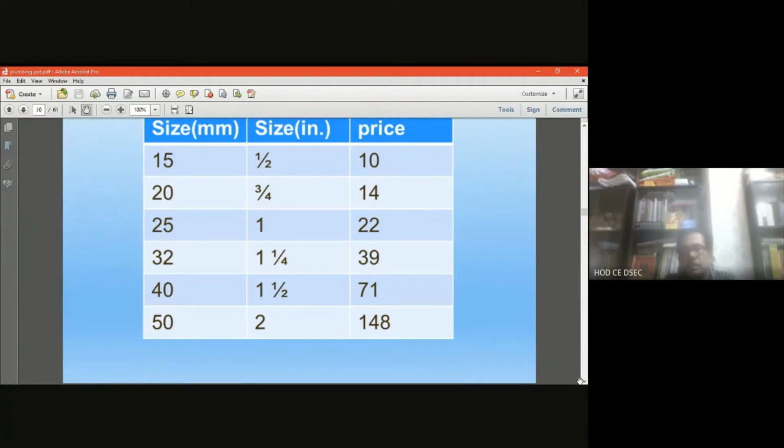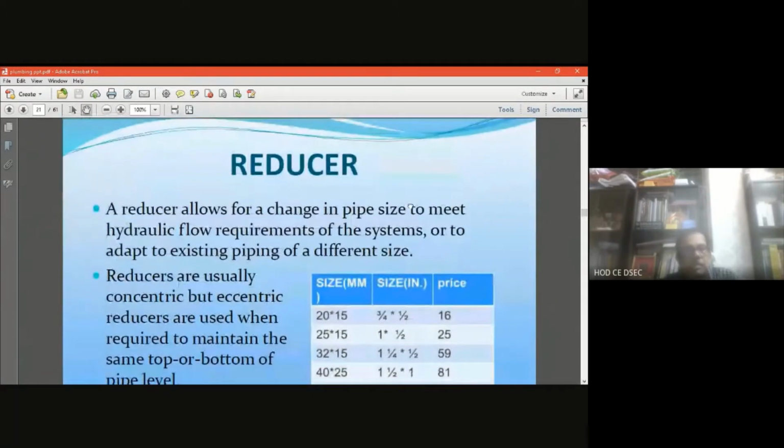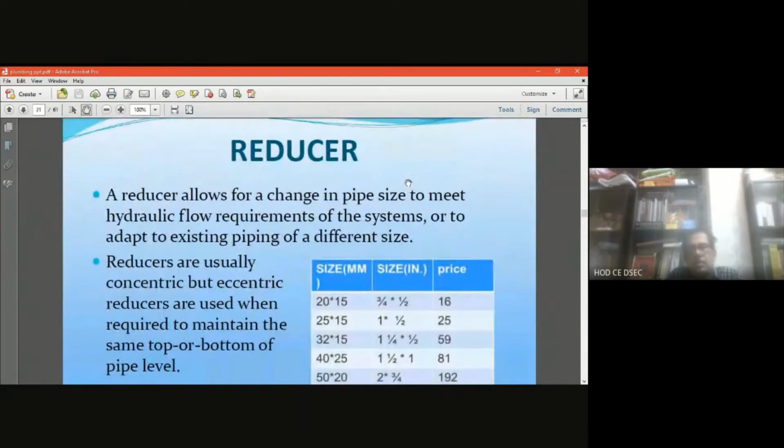Next, fittings. Reducer. A reducer allows for a change in pipe size to meet hydraulic flow requirements of the system and/or to adapt the existing piping of different sizes. That means if a pipe is getting reduced, then I am maintaining the same cross section by using the adapter. So what is an adapter? It adapts to existing pipelines of a different size.